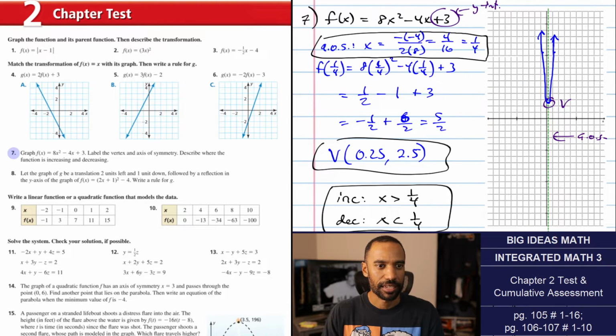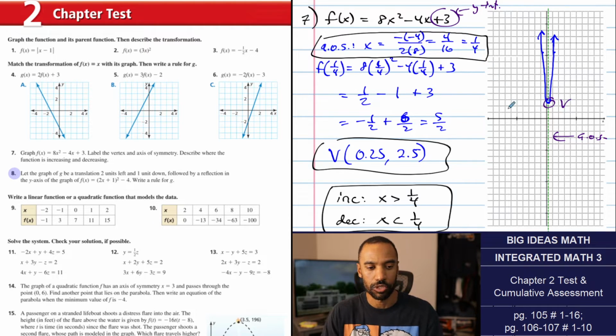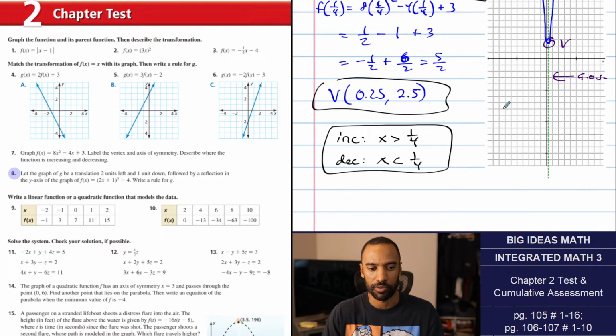Let's jump on to number 8. Let's see what it says. Let the graph of g be a translation 2 units left and 1 unit down, followed by a reflection in the y-axis of the graph of f of x equals (2x plus 1) quantity squared minus 4. Write a rule for g.